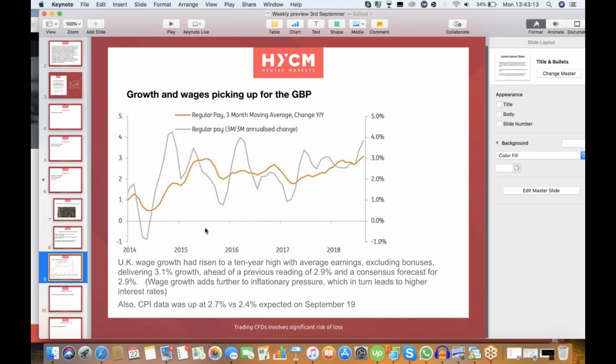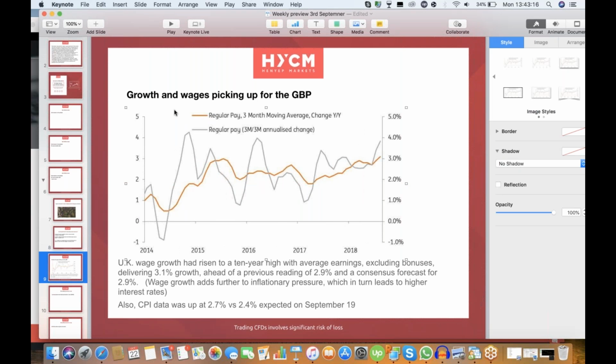It's worth saying that the domestic picture for the UK is pretty good. Recently, UK wage growth has risen to a 10-year high, and average earnings, excluding bonuses, have delivered 3.1% growth. So you can see here the regular pay, 3-month moving average, the trend since 2017 to 2018 is up. We now have a very high figure. It was a 10-year high of average earnings at 3.1%.